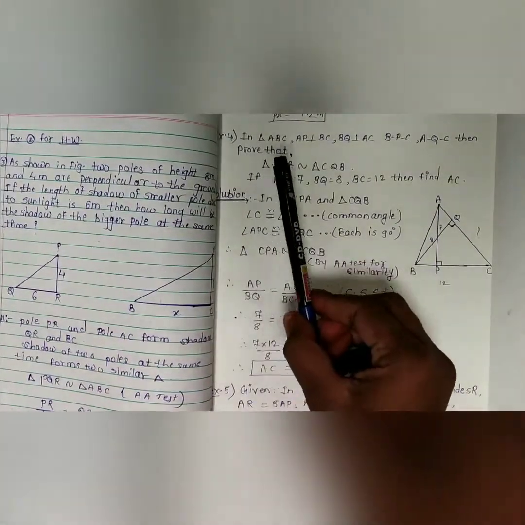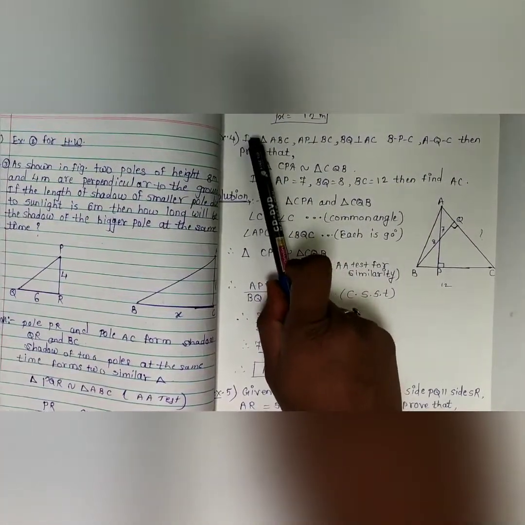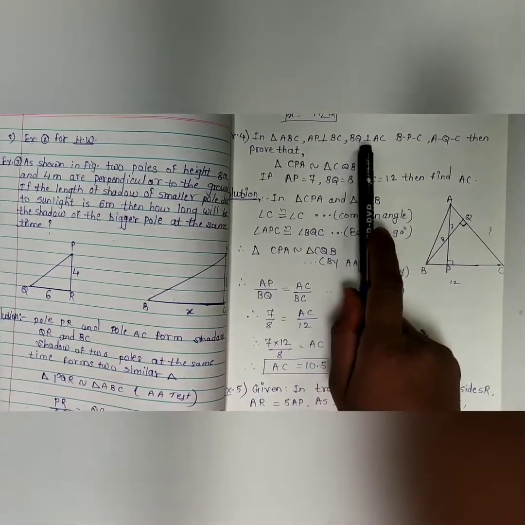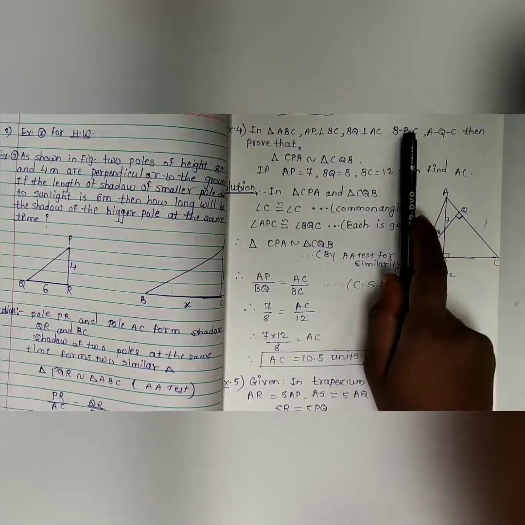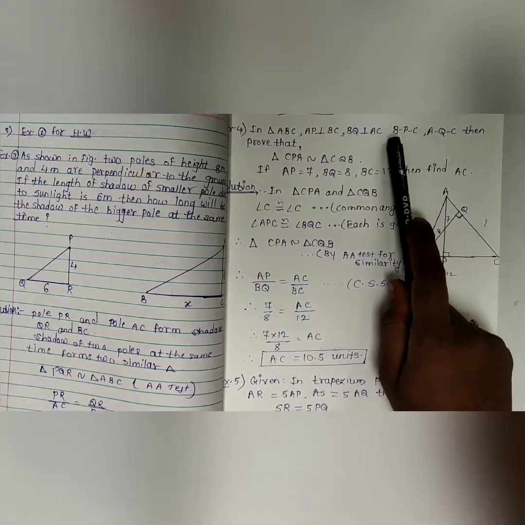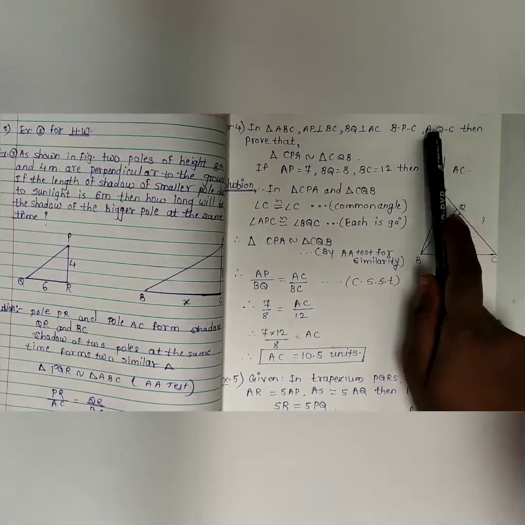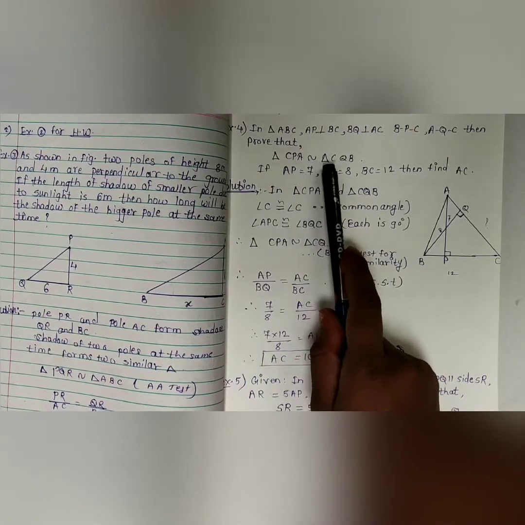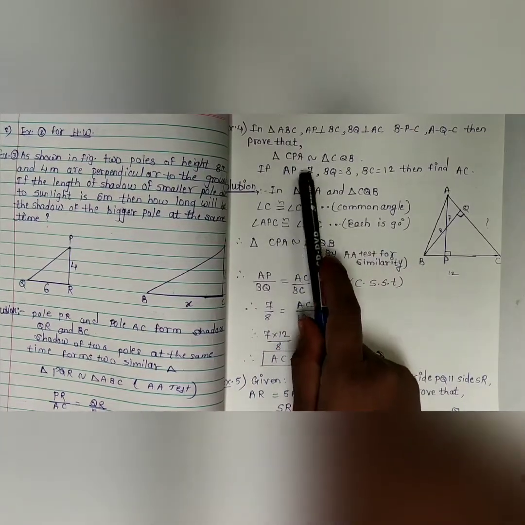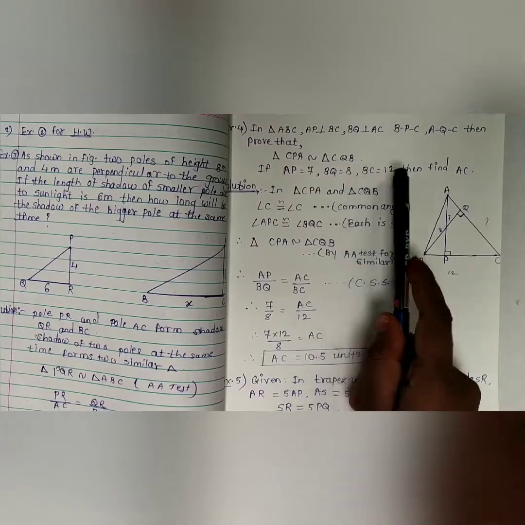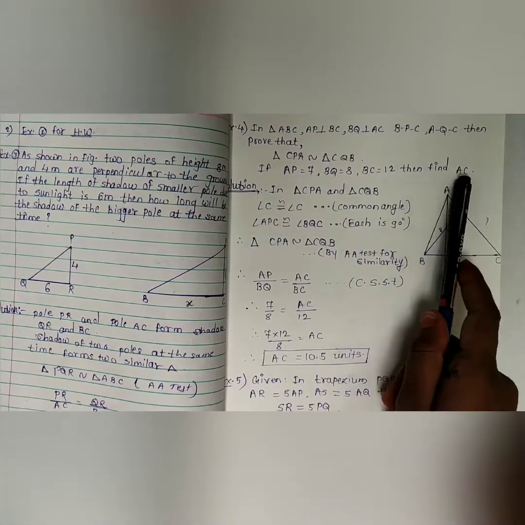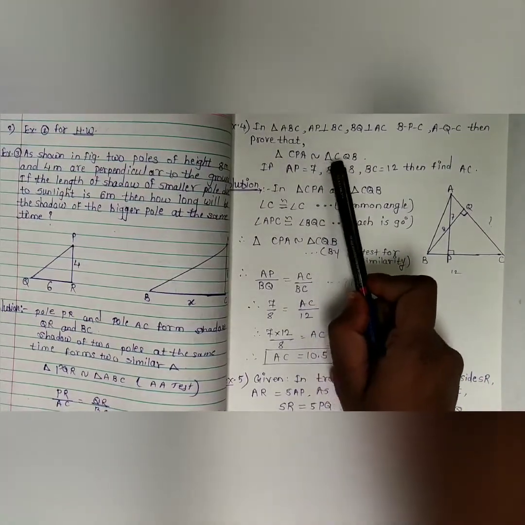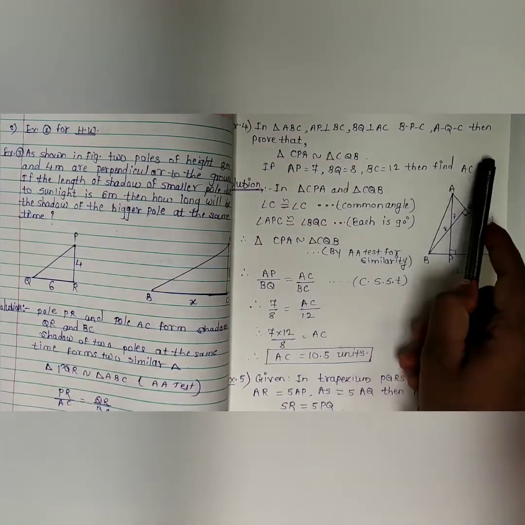Good morning, students. Now in practice set 1.3, example number 4: in triangle ABC, AP is perpendicular to BC, BQ is perpendicular to AC. BPC means P lies between B and C, AQC means Q lies between A and C. Then prove that triangle CPA is similar to triangle CQB. If AP is equal to 7, BQ is equal to 8, BC is equal to 12, then find AC. Here, first prove that triangle CPA is similar to triangle CQB, and then find the value of AC.